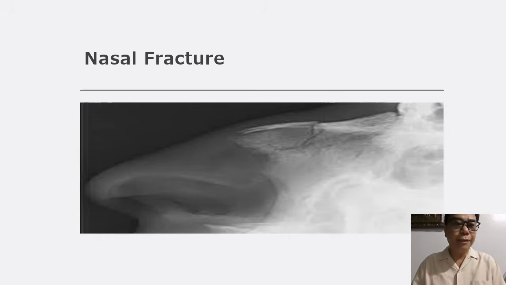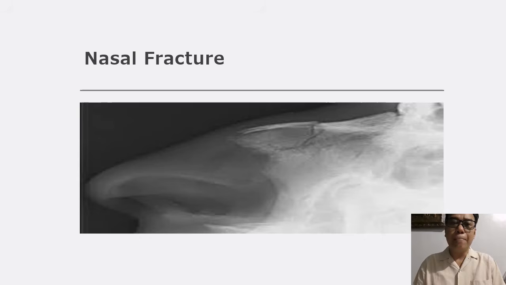So the next one of the common respiratory disorders that we have is the nasal fracture. Here on this slide, we could see the fracture on the nose. Here, if you can see the bone, there's a line that we could visualize, and that is the fracture. So usually, it is caused by a substantial blow to the middle of the face. So most likely, it is secondary to facial trauma.